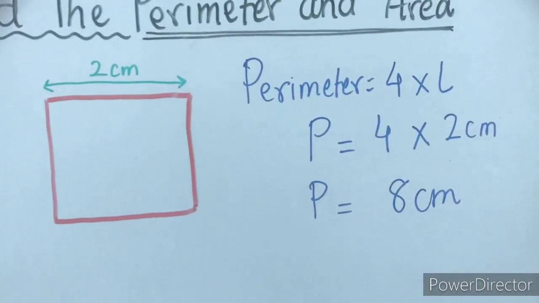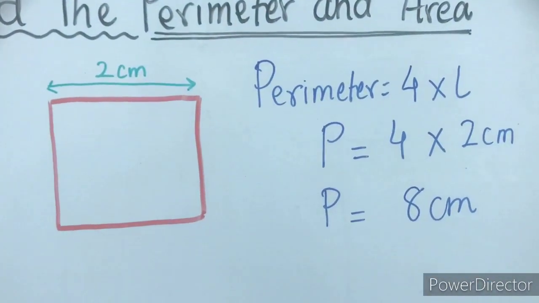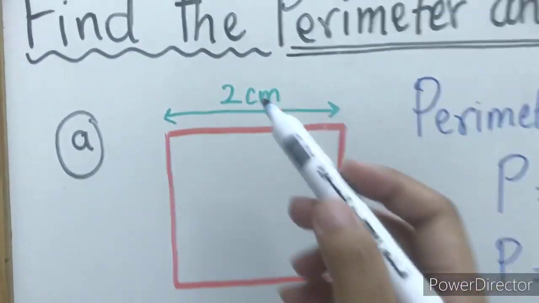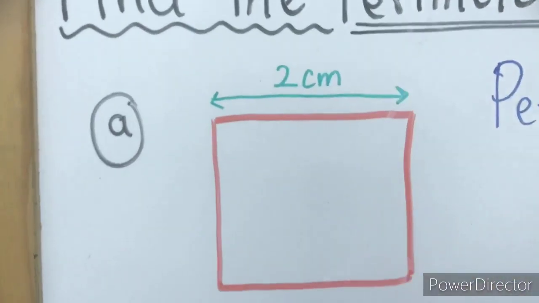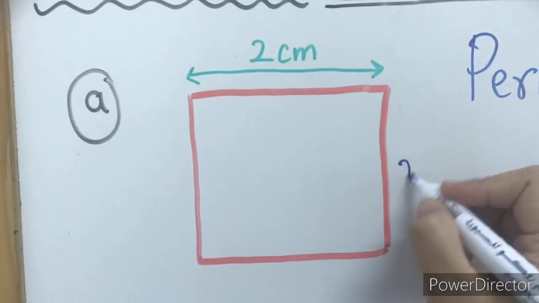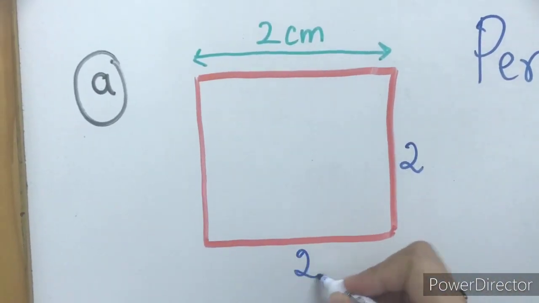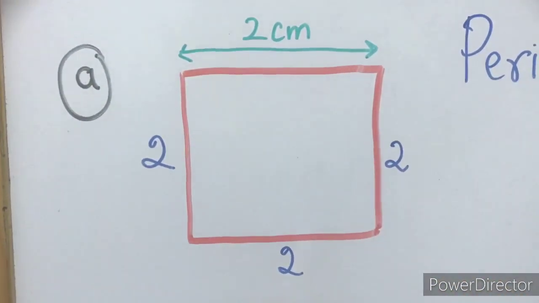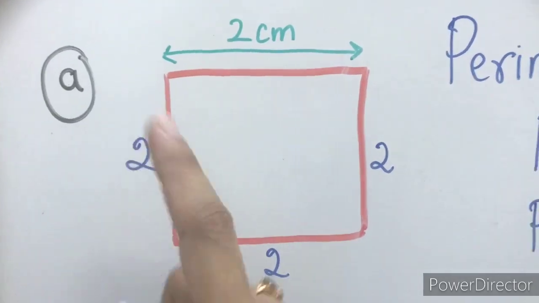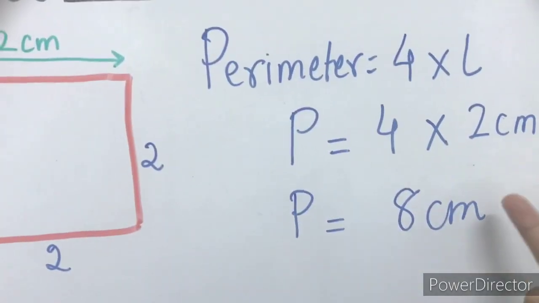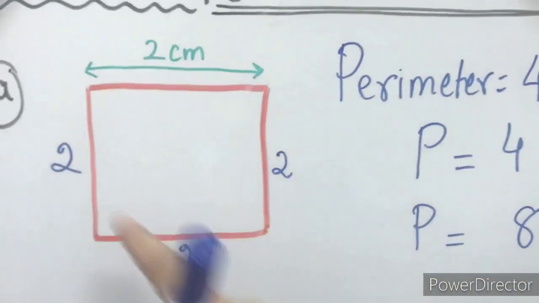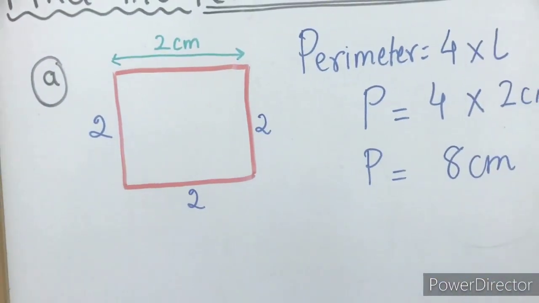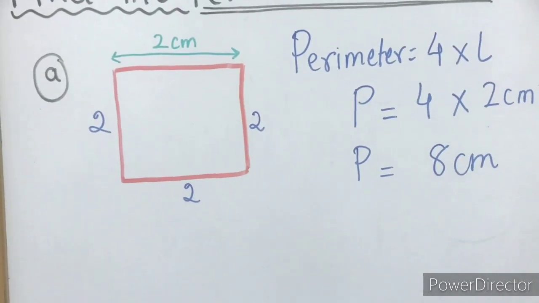Now counter check your answer, because you know that perimeter is the length of all 4 sides. As we know that this is 2, we will add 2 plus 2 plus 2 plus 2. 2 plus 2, 4, plus 2, 6, plus 2, 8. So your answer is correct. Your answer is 8 centimeter, and you checked your answer the other way also. So the perimeter of this square is 8 centimeter.